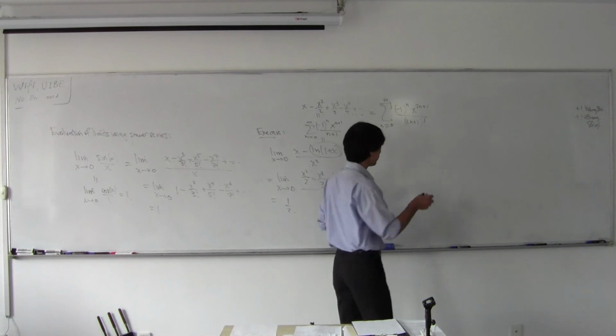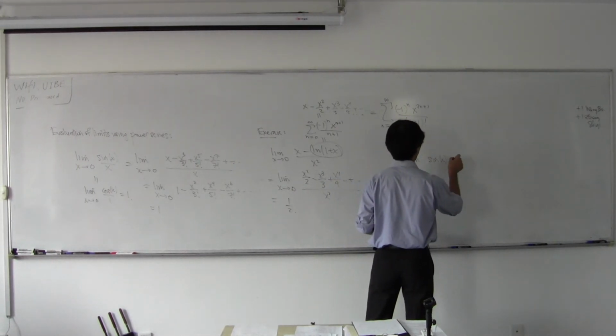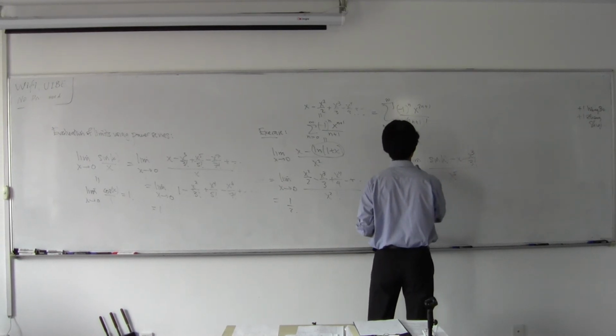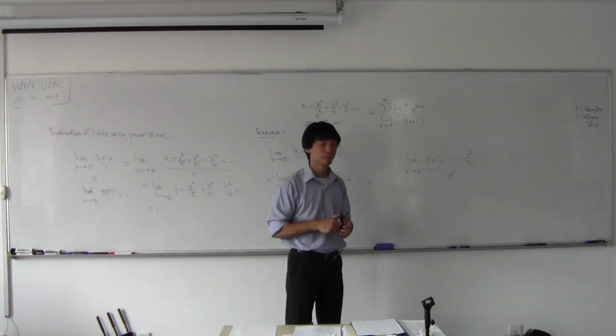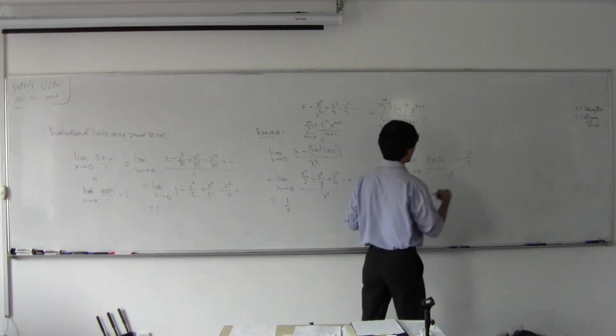Okay, another, maybe the last example. The limit of sine x minus x plus x cubed over 3 factorial, over x to the 5th, as x goes to 0. Oops, that's not right. It should be a plus.